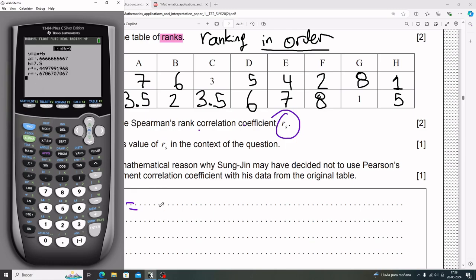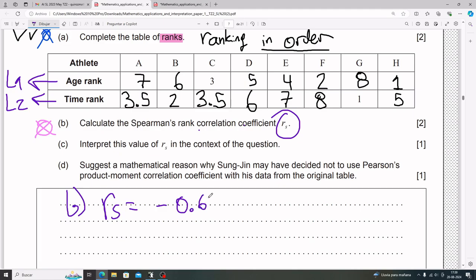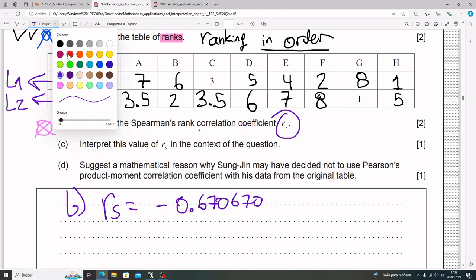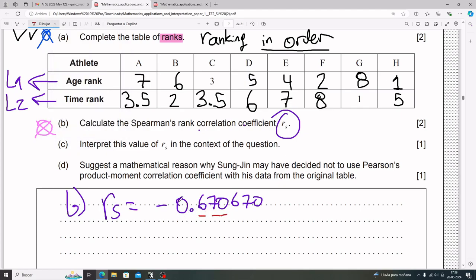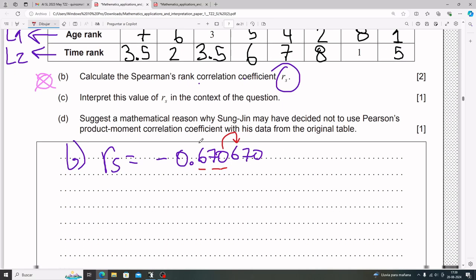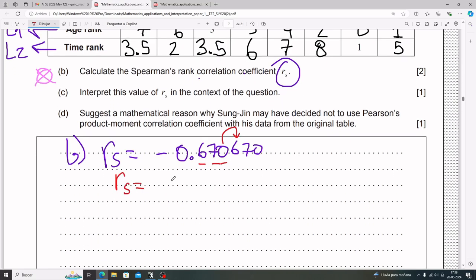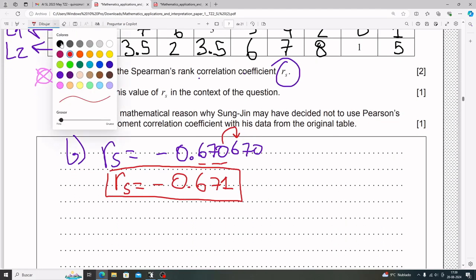Okay, so clearly it's going to be negative 0.670. If you want to leave it as significant figures, you would be counting 1, 2, 3 after the 0. And this number, do you round it up or keep it the same? You round it up. And so significant figures, if you want, would be negative 0.671. Okay? So that is for part B.